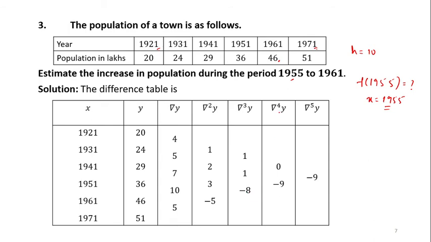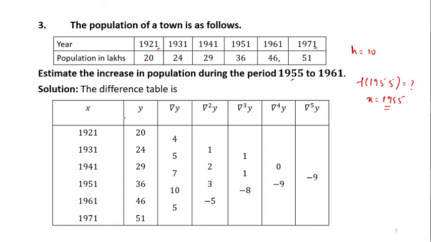Similarly, the values for del power 4y are 1 minus 1, 0, minus 8 minus 1, minus 9. Similarly, the value for del power 5y is minus 9 minus 0, that is minus 9.